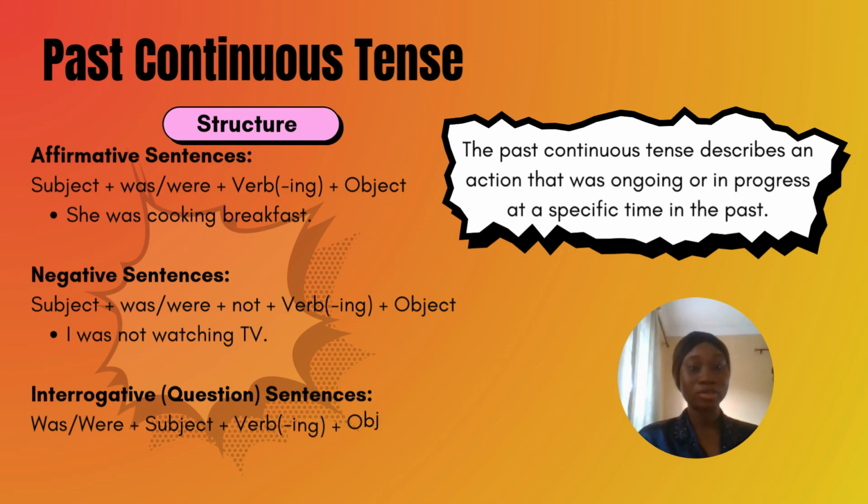Past tense talks about something that has already happened, while past continuous tense talks about something that was happening at a particular time in the past. Now, let me give you the structure.